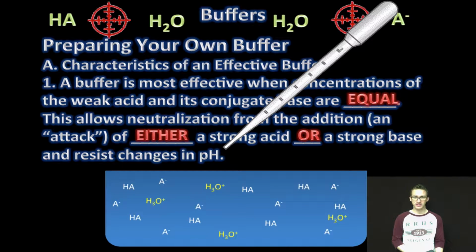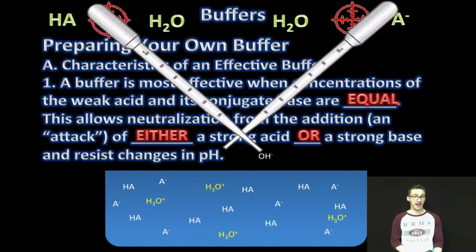So if I were to add some strong acid, there would be some conjugate base there to neutralize it. And if I were to add some strong base, there would be some weak acid there to neutralize it. If you only had weak acid, it wouldn't be able to neutralize strong acid. If you only had weak base, it wouldn't be able to neutralize strong base. So you've got to have equal amounts of both components.